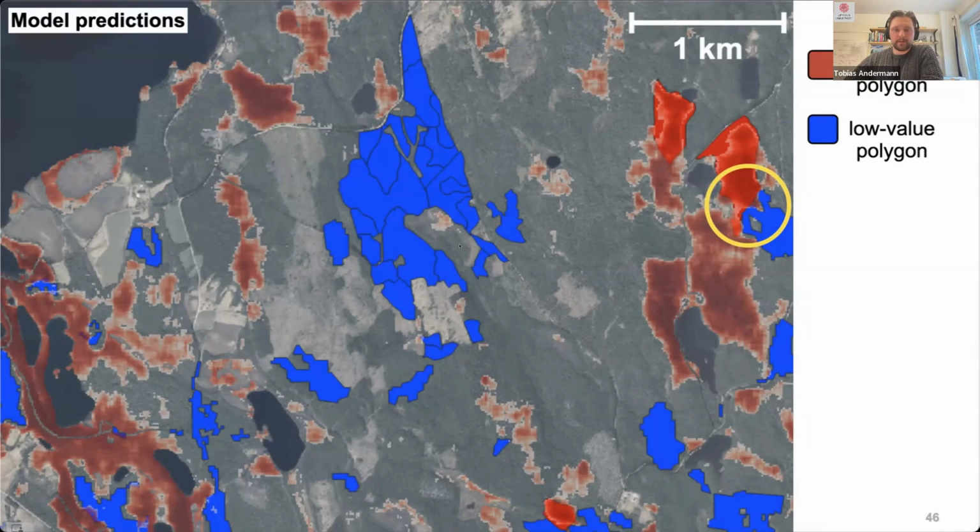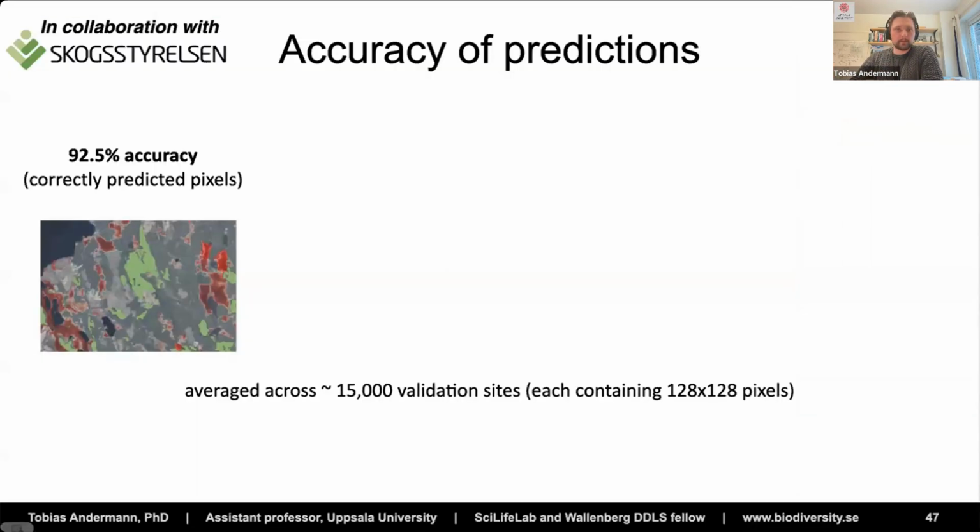But yeah, it would be very interesting to investigate this further. This, by the way, is super recent stuff, so we are actually just right now in the process of submitting this manuscript, so it hasn't been published yet. But yeah, over the whole test set we get a pixel accuracy of 92.5% of correctly predicted pixels.